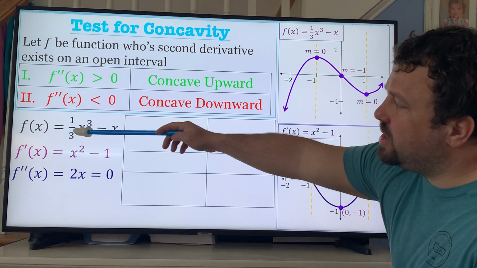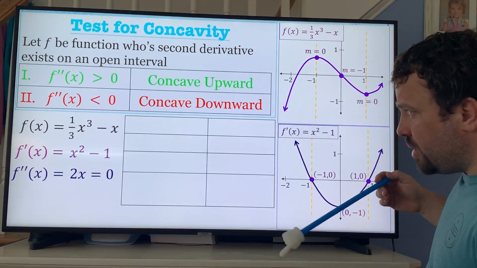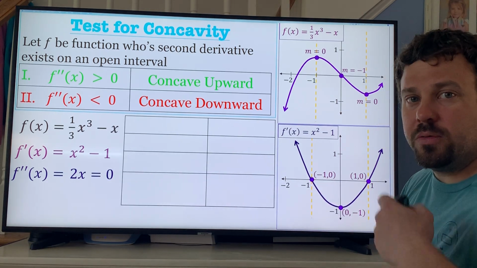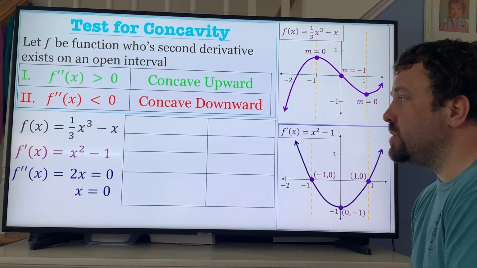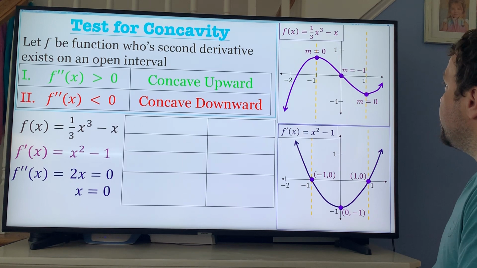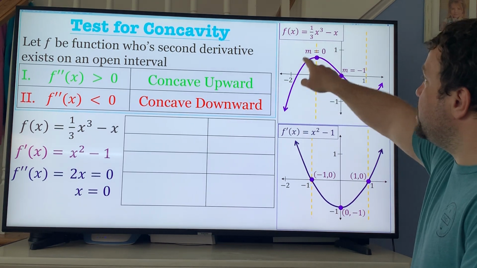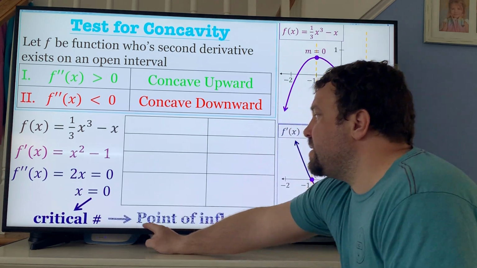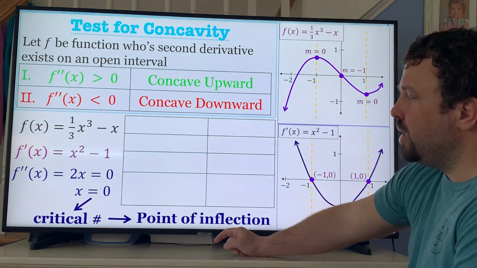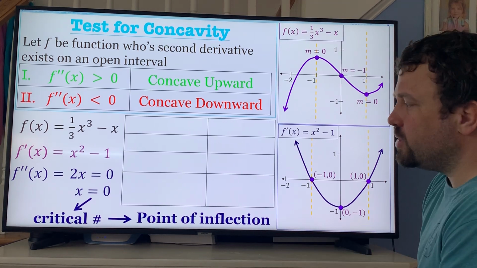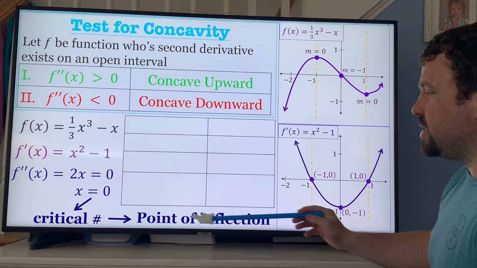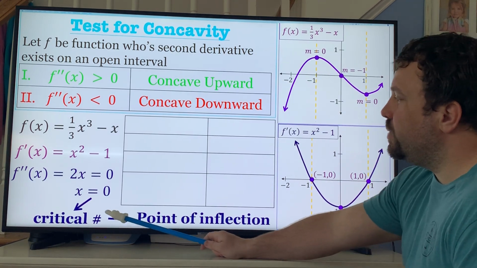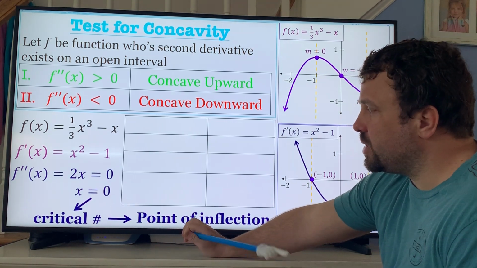We'd also check where it's undefined, but since it is not a fraction, you don't have to set it equal to undefined. So 2x equals 0, solve for x. That is when x equals 0. If you notice right over here, at 0 we change concavities. So this is your critical number, and it's actually your point of inflection. You can call it a critical number too, just because it's where something happens, but that's more your point of inflection. Now, in this graph, we do our intervals like we did before.